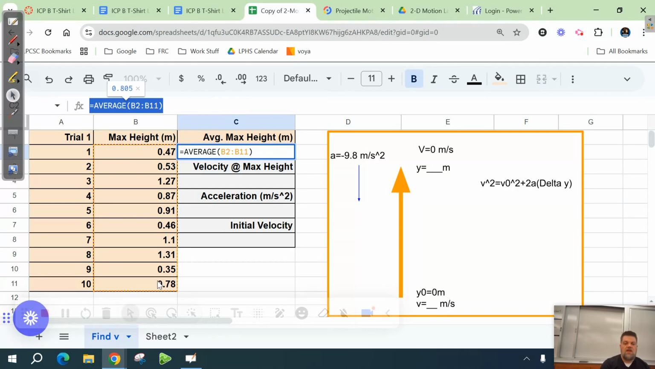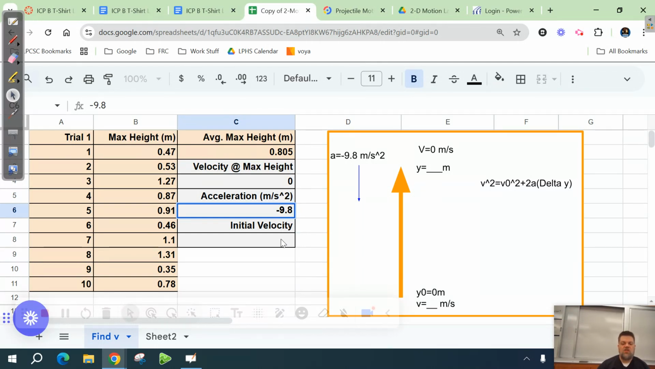Then the next thing you're going to do is when you hit enter, it'll automatically calculate your average maximum height. Not mine, yours. Now at the max height, the speed is 0 at the top, right? It starts off here with an initial velocity, goes up high, and then it slows down. So you just type in 0 here. Now the acceleration due to gravity, as we said, was negative 9.8 meters per second squared.